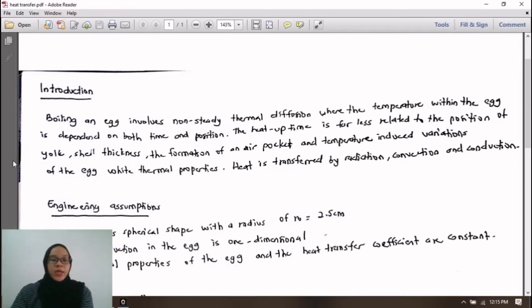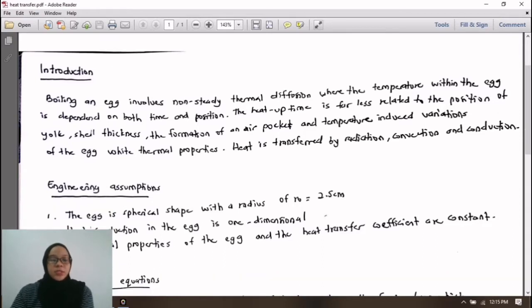Firstly, I would like to present the introduction. Boiling an egg involves a non-steady thermal situation where the temperature within the egg depends on both time and position. The heating time is related to the position of the yolk, shell thickness, the motion of the air pocket, and the temperature-induced variation of the egg white thermal properties.